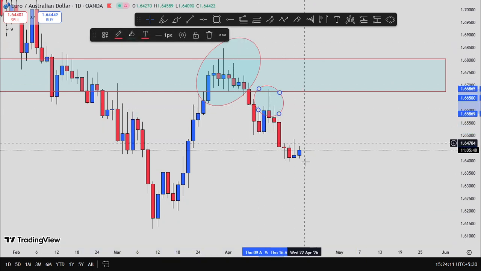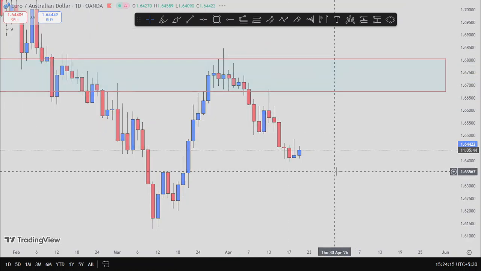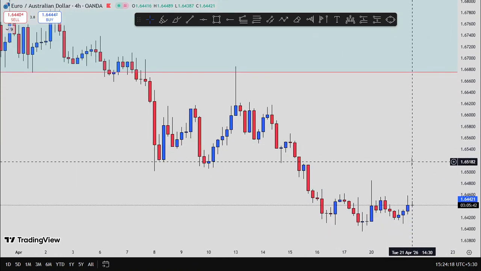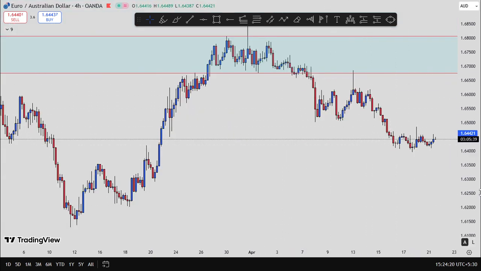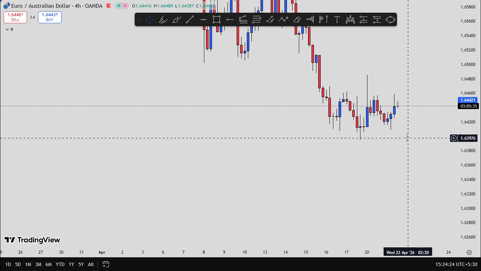So this is just to explain to you time frames and how it's done. Now moving on to the 4 hour. You can see that on the 4 hour, we can clearly see that we are bearish. We are making lower lows.